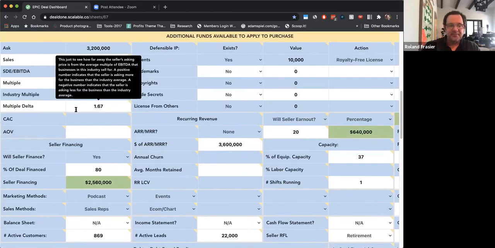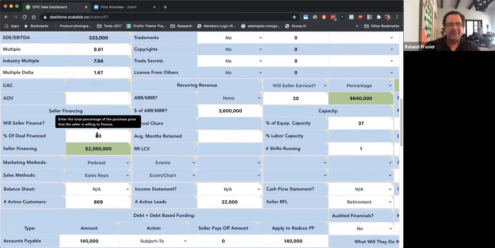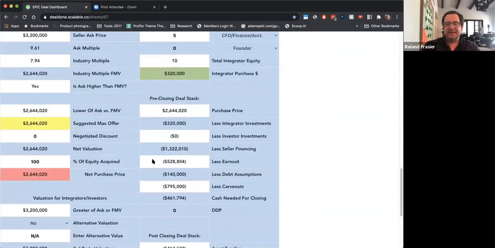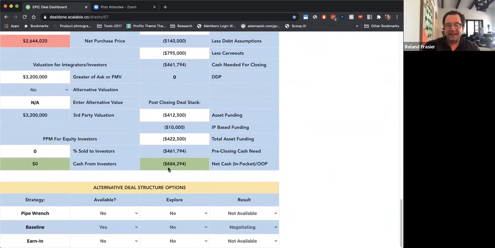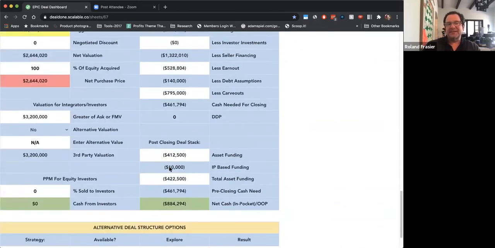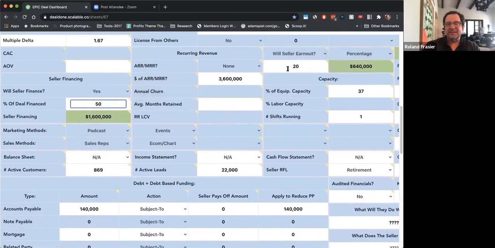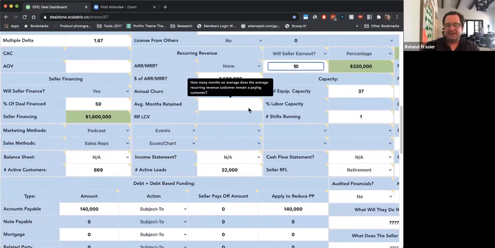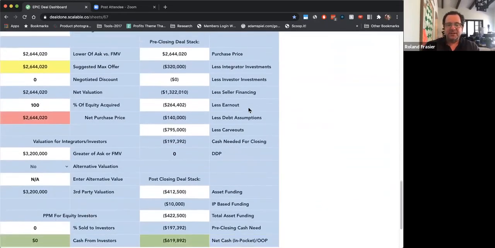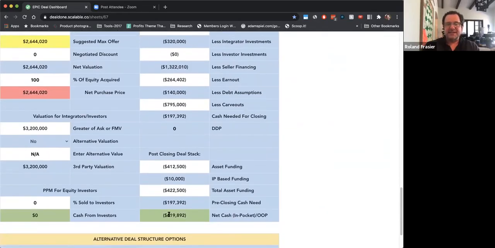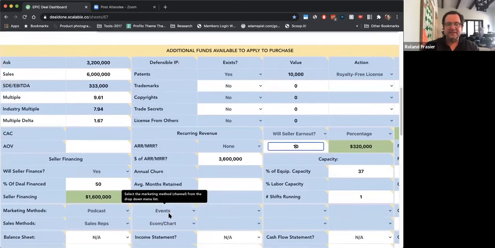Well, we could say that the seller is only willing to finance 50%. Now that's going to be a big change. So let's see how that affects our number. Well, we're still ahead, 884. Okay, we're getting closer to that 500,000 that I said was kind of my goal. And the seller now only has to carry back 50%. And let's say that the seller does a 10% earnout instead of 20. Now I'm 619 ahead, so I'm getting really close.